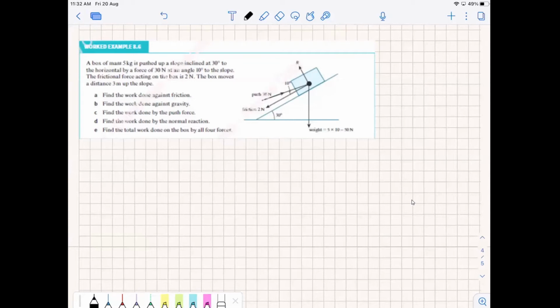Here is a typical exam style question. It relies on you having a good understanding of resolving forces in different directions, understanding the difference between line of action and direction of motion. Resolving forces so that you can find the forces acting either in the direction of motion or perpendicular to the direction of motion.